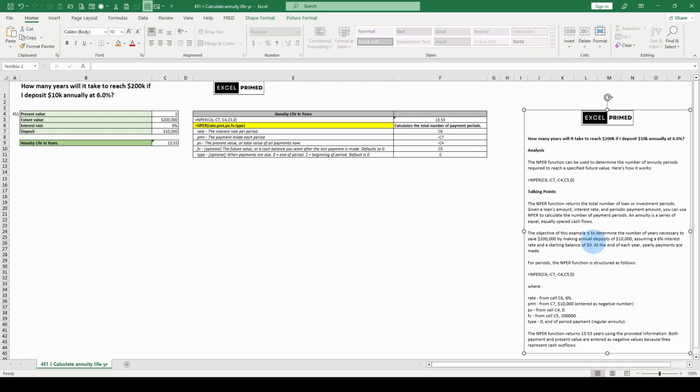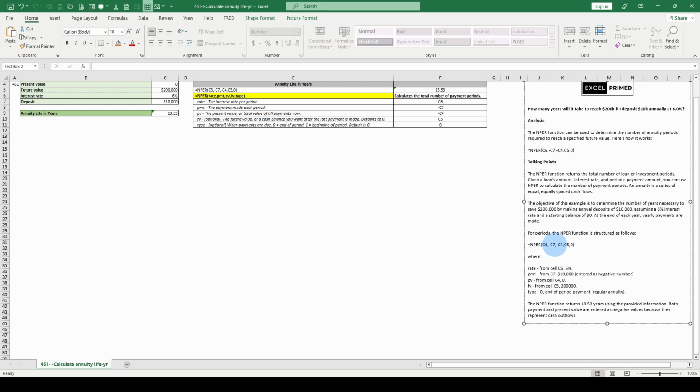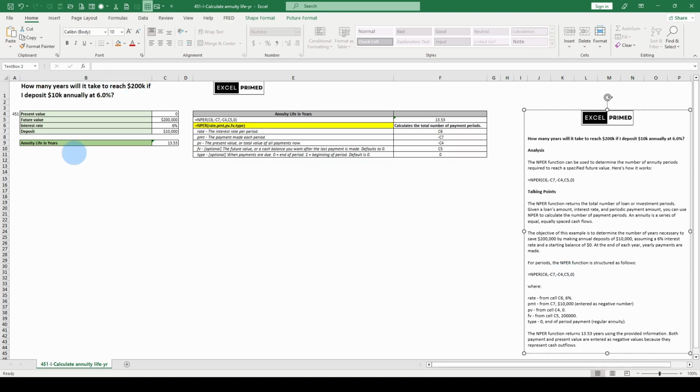Future value. The objective of this course is to determine the number of years necessary to save 200 grand by making annual deposits of 10 grand, assuming a 6% interest. Here we're using this format, rate, 6%, payment, 10 grand. Why 6%? We're going to use the easy route.